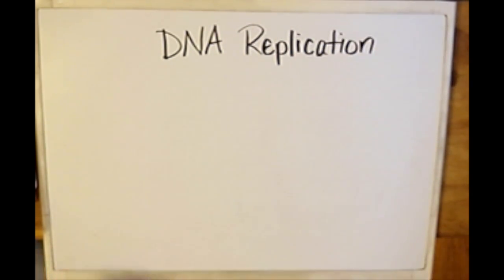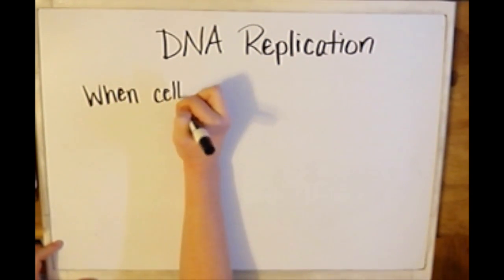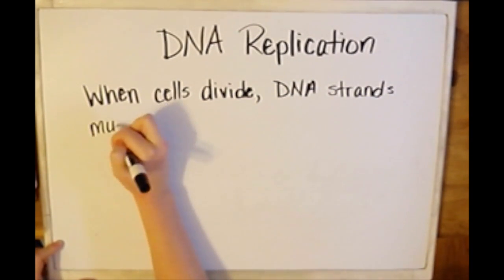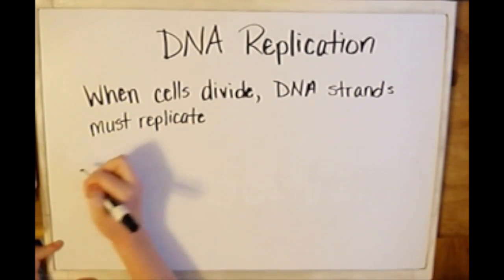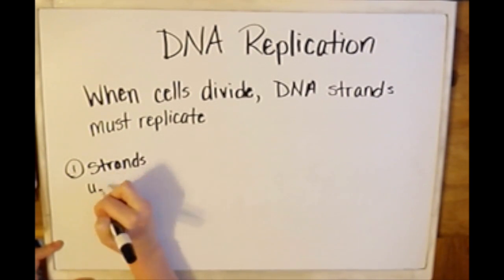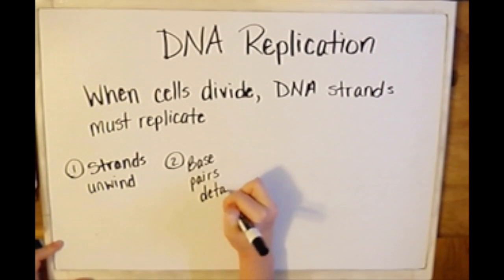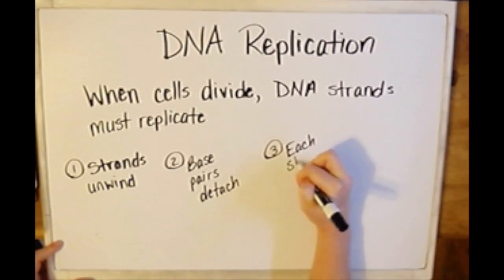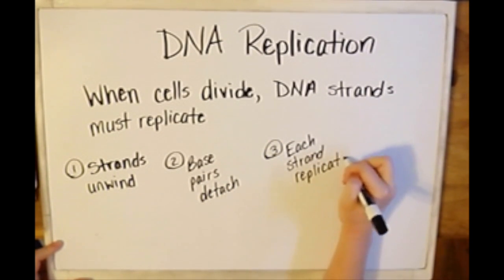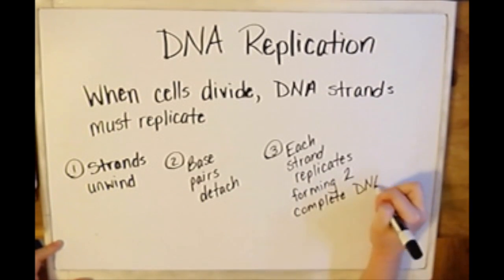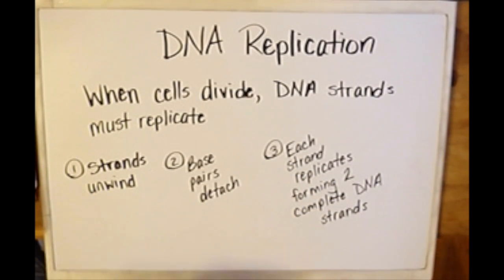DNA replication. When cells divide, the DNA strands must replicate. To do this, the strands unwind, meaning the double helix ladder untwists, the base pairs detach, and each strand replicates, forming 2 complete DNA strands. So each strand has half of the original DNA strand, and the other half is new.